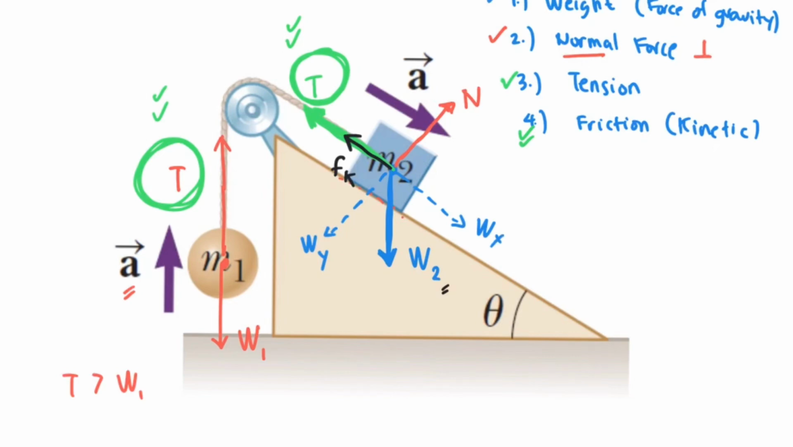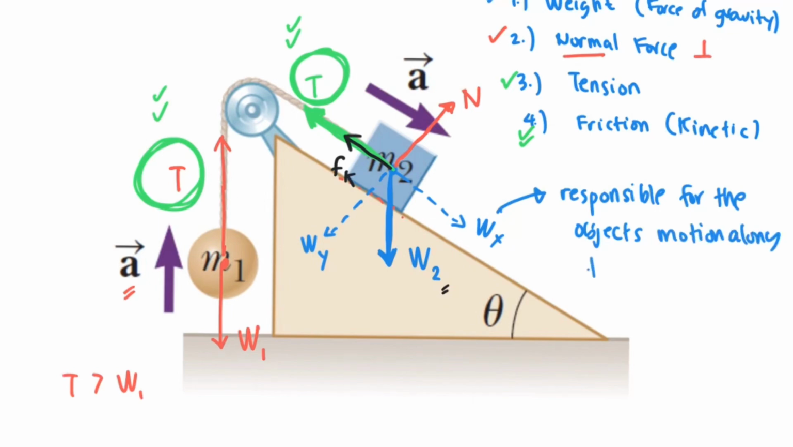Now you have to remember that this wx is the one that is responsible for the object's motion. So I'm gonna write that down: responsible for the object's motion along the inclined plane. It is for that reason that the object would slide down. It is because of the x component of this weight right here.